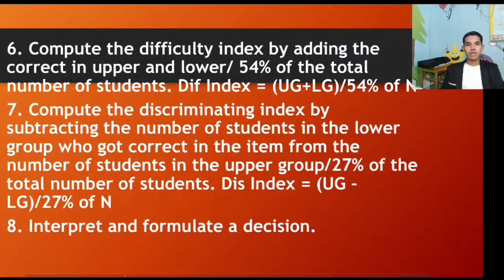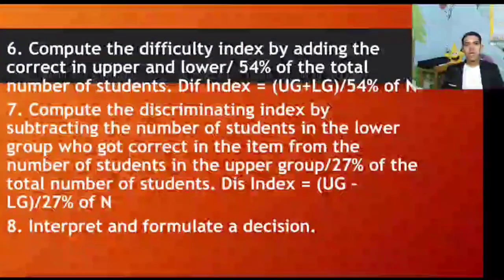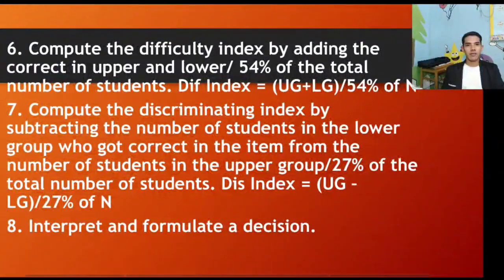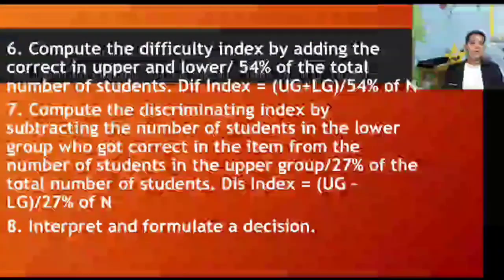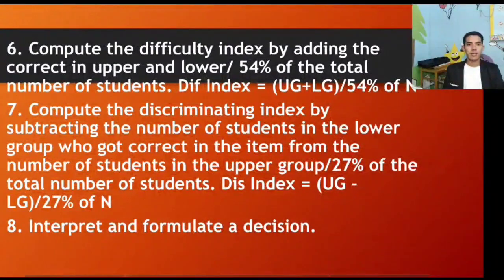index by subtracting the number of students in the lower group who got the correct answer in the item from the number of students in the upper group, divided by 27% of the total number of students. So here we have discrimination index is equal to UG minus LG, which is students who get the correct answer, divided by 27% of the number of students. After we compute the difficulty index and the discrimination index, lastly, we have to interpret and formulate a decision.